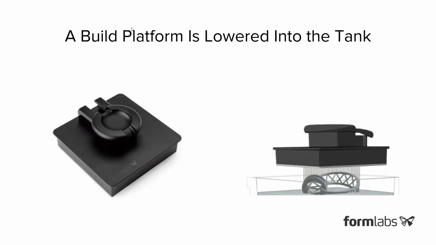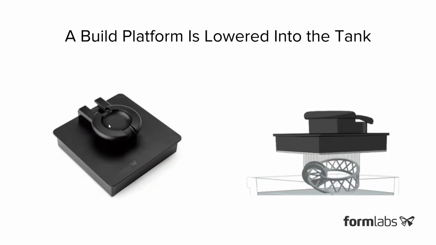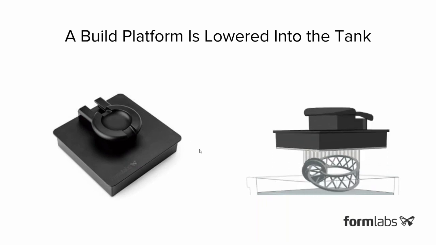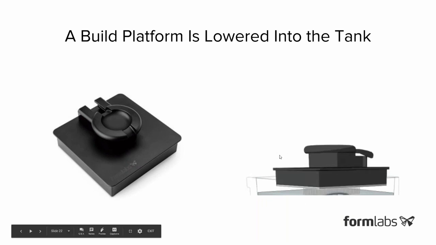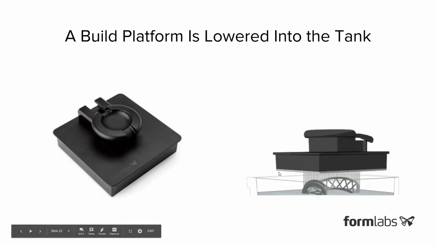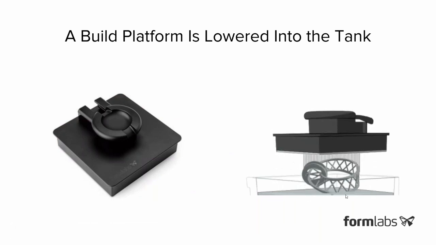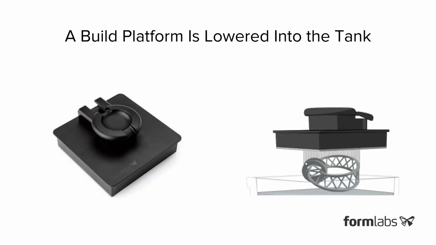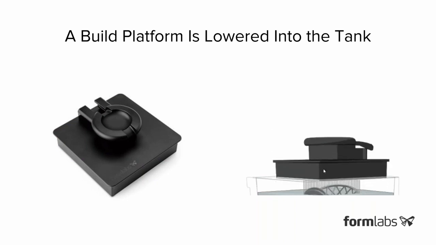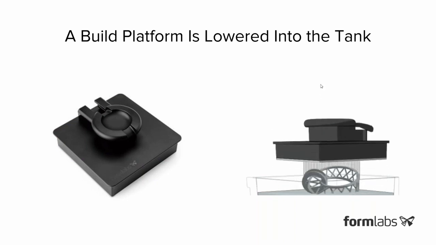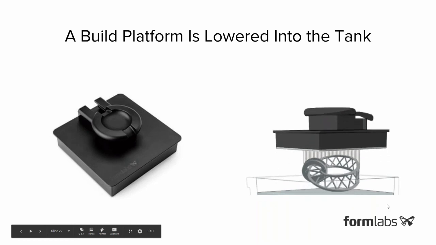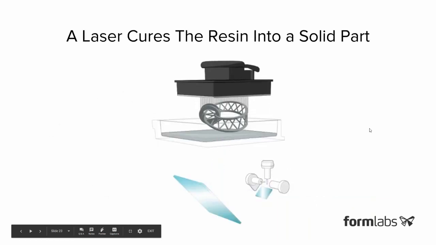But regardless, you also have this build platform where the part is attached during the printing process. And again, here's that resin tank we looked at in the last slide. And that liquid resin has now been dispensed into the bottom of the resin tank. So throughout the printing process, the build platform is going to be moving upwards in Z, and the part is going to be pulled out of this bath of resin.